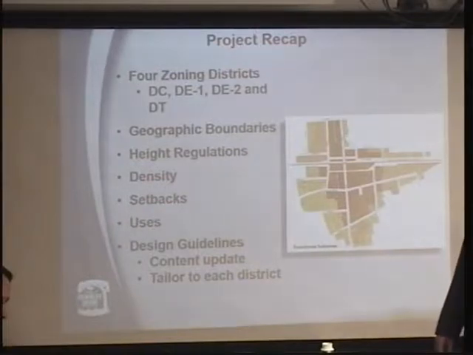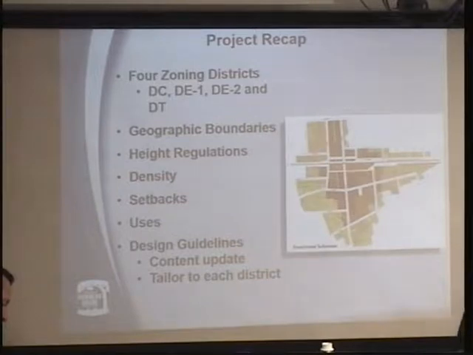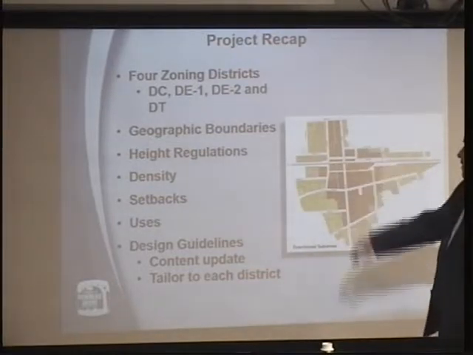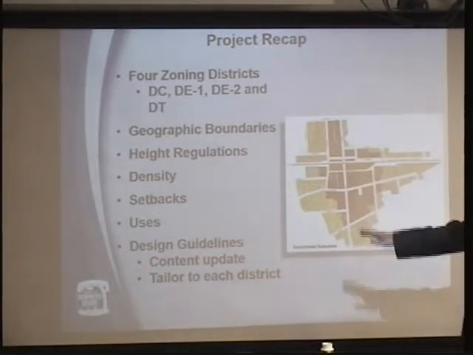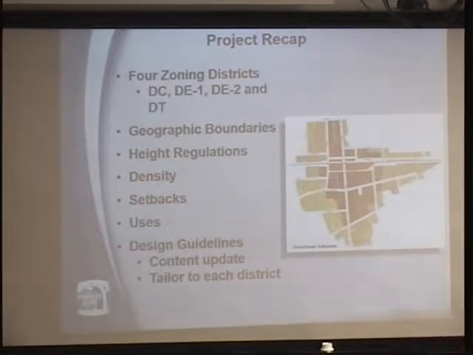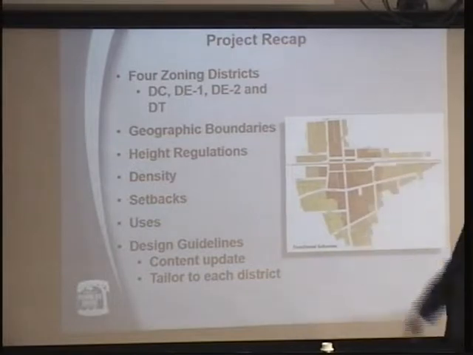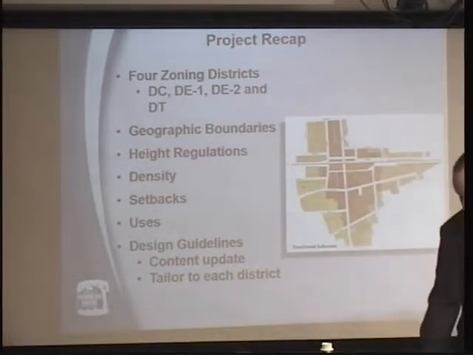What we've accomplished thus far is we've looked at 4 zoning districts: the DC, which is downtown core, downtown edge 1, downtown edge 2, and downtown transition. We've agreed on geographic boundaries, where the downtown is, height regulations, density, setbacks, the majority of the uses, and we'll get into some discussion on downtown transition uses. And then design guidelines, where we talked about updating the content and trying to tailor the guidelines to each of the districts, because right now it just talks about downtown in general. So those are some of the points we've come to some agreement on.